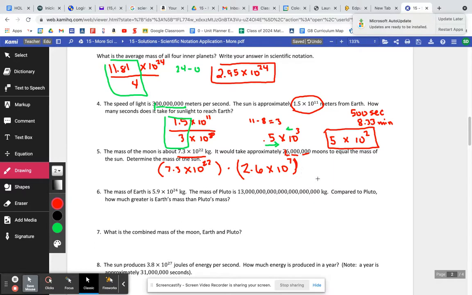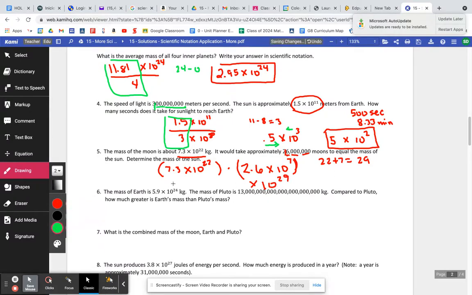Okay, remember for multiplication, we're going to add the power. So we're going to go 22, add 7. So I know that my power is going to start out as a 29. So I have times 10 to the 29 power.